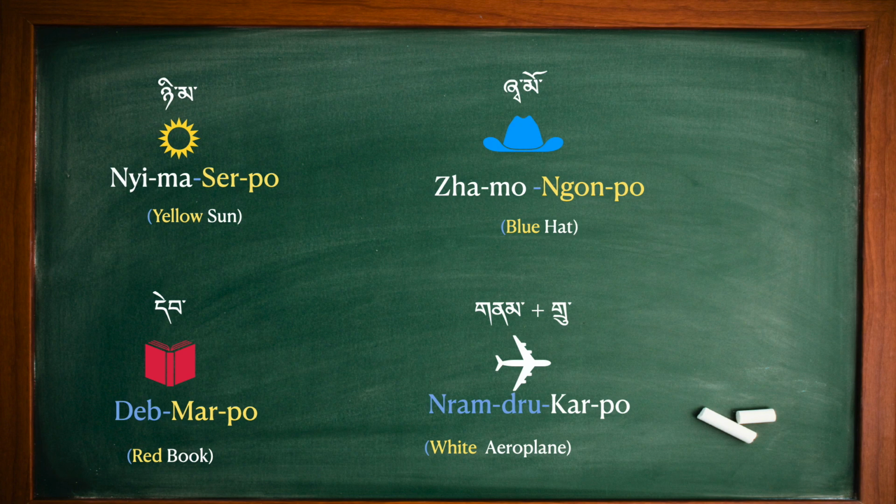Aeroplane or airplane in Tibetan is nam tu. So as we have covered today, nam means sky, tu means boat. So boat of the sky, that is aeroplane. White is karpo in Tibetan. White airplane is nam tu karpo.